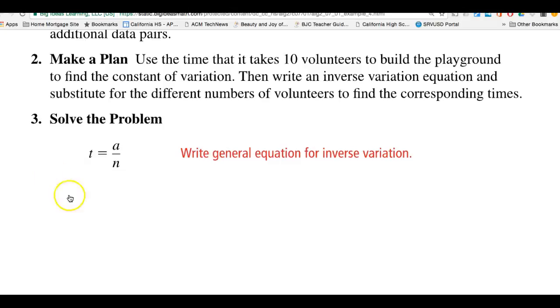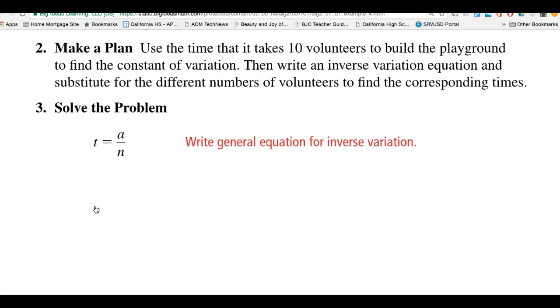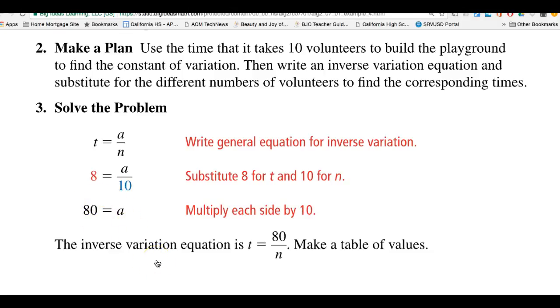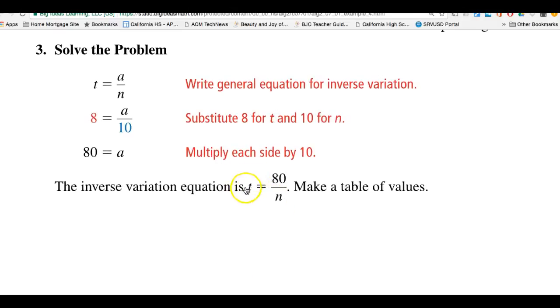So let's look first. Here's our general equation, like I wrote before, T equals A over N. A is your constant of variation, N is the number of workers, and T is the time. So now let's plug in what we know. We know that when T equals 8, N equals 10. We can multiply both sides and solve, and we get that our constant of variation is 80. So now we plug it back in. Our equation is T equals 80 over N. So that's our inverse equation for the time it takes N workers to build the playground.